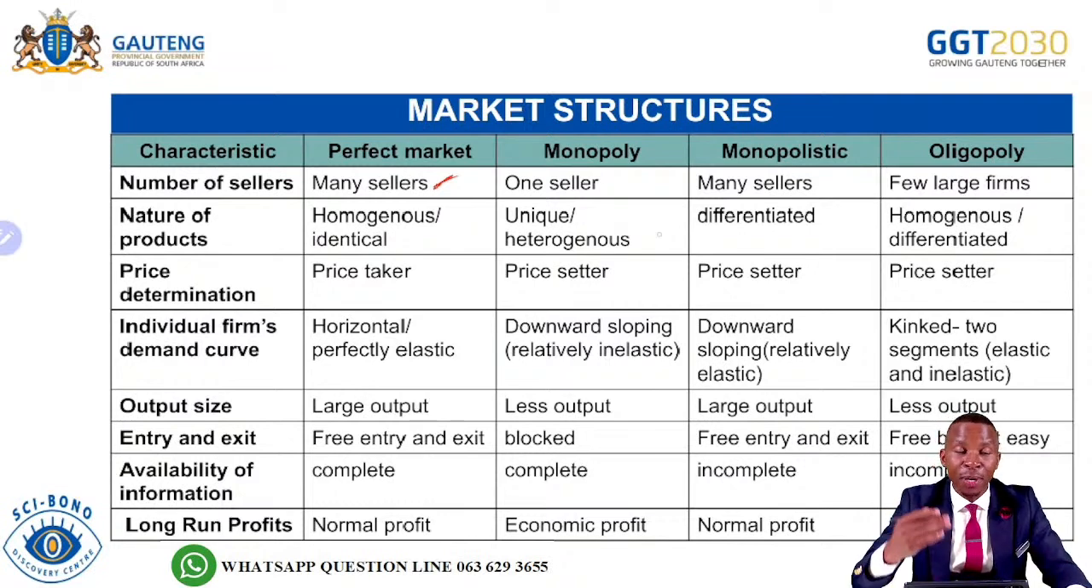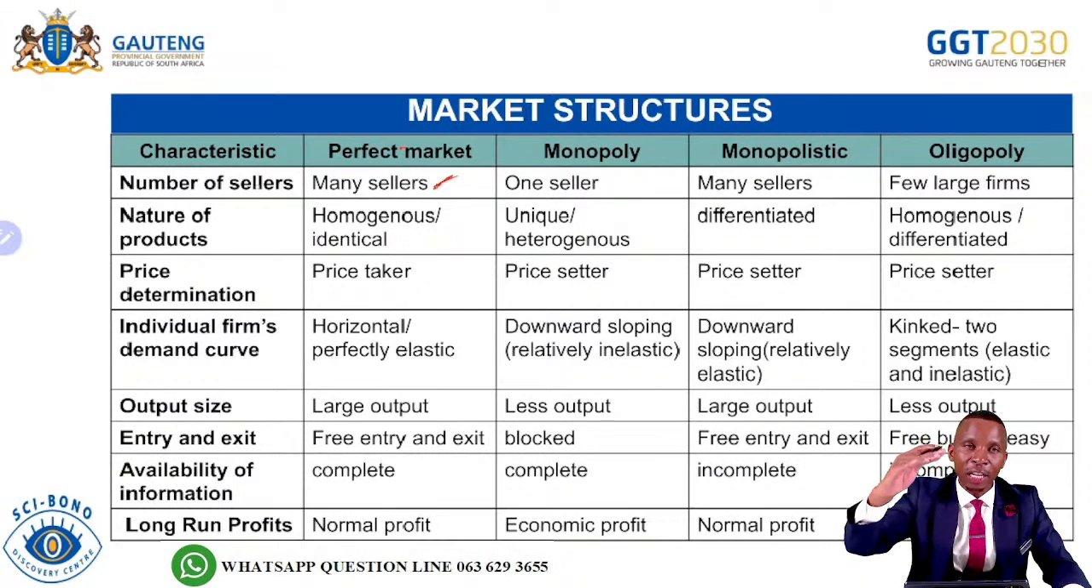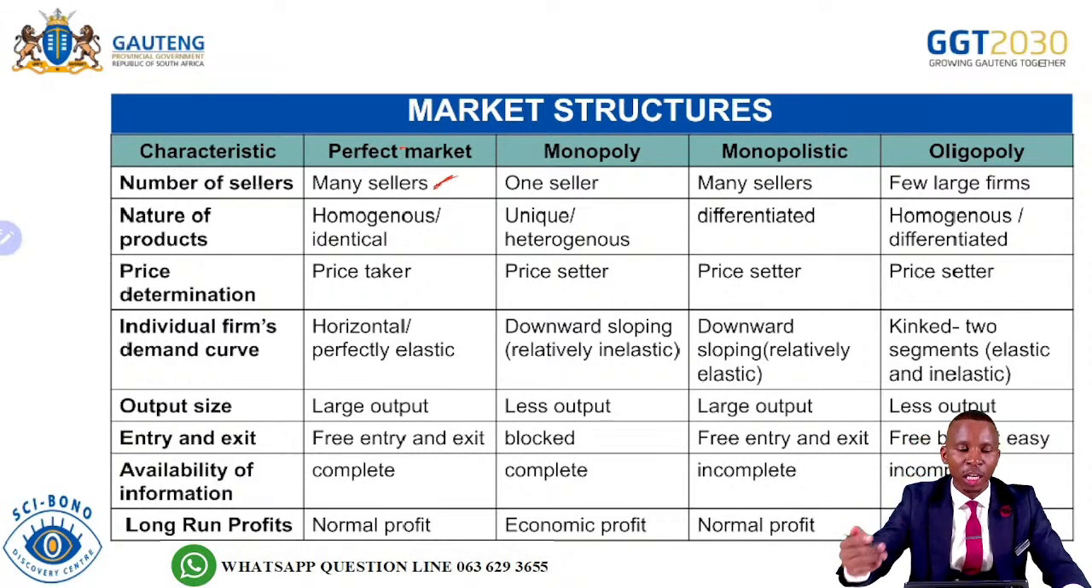That's the market structure. Be able to discuss. If ever you compare between perfect and monopoly, you provide the subheading, number of sellers. You answer for perfect, you answer for the monopoly. That will give you more marks.